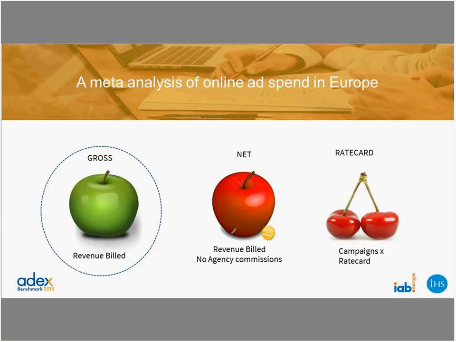There are different metrics or rates involved when it comes to measuring online ad spend. Gross, net, and rate card are three of those categories, and the confusing thing is that within the 27 markets that we cover, each one interprets each of those categories differently. So it's fairly fragmented in Europe.